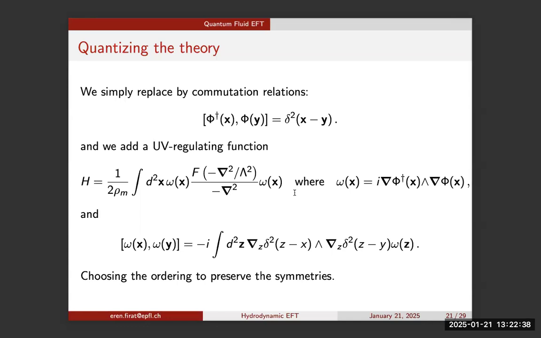And this ordering is the one that preserves the symmetry, first of all, and preserves the structure of the Hamiltonian as a function of only the vorticity, which is why we take it. If you ordered it a different way, we would get an anomaly in the current. If you order it in a different way, you break the symmetry.